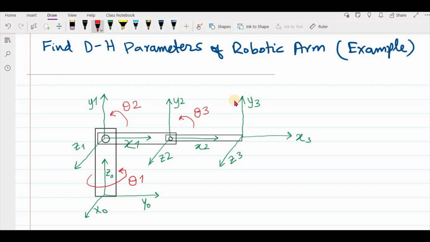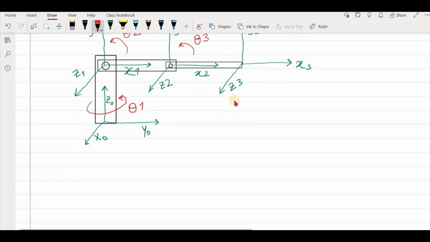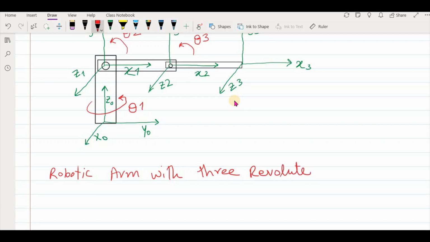And then you have here the joint number 2, and again this link can move in this direction with theta 2. And similarly you have one more link, it's also a revolute joint. So this revolute joint can also rotate with theta 3 angle. So now you have 3 joints. All of the 3 joints are revolute joints. Okay, so we can mention here we have a robotic arm with 3 joints, 3 revolute joints and 3 links.